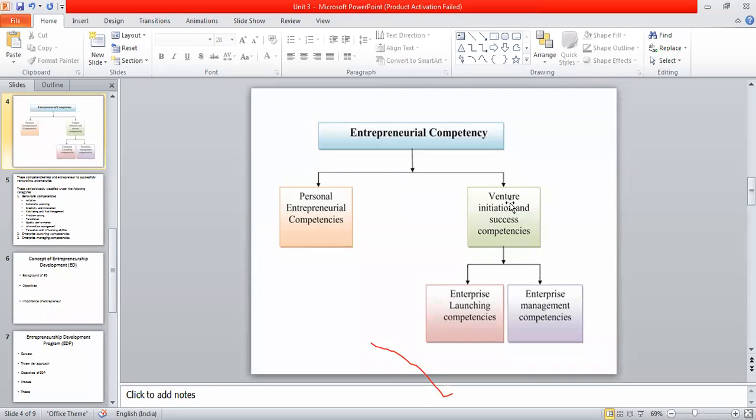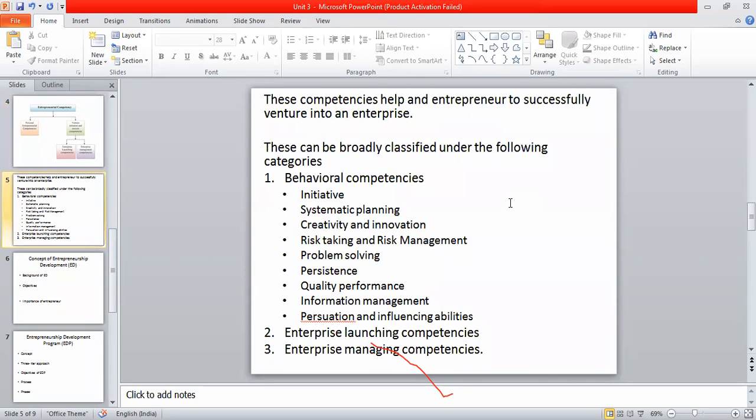Suppose my communication is not good. Suppose I lack that confidence when I have to talk in English. So I have to practice, I have to work on it. I have to see to it that I get a chance and I can improve on my communication skill. Getting it? These competencies are helping the entrepreneur to successfully venture into an enterprise. So these are broadly classified as behavioral ones, which we have seen, and enterprise launching competencies and enterprise managing competencies.